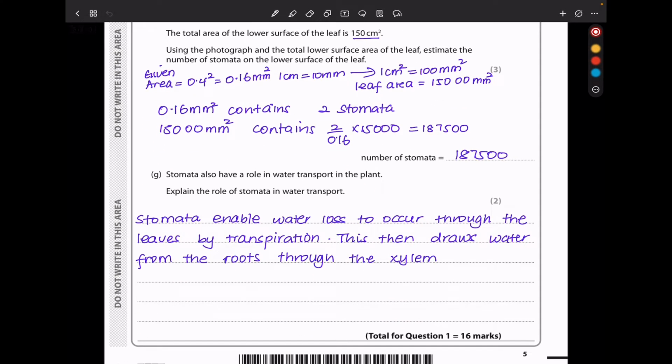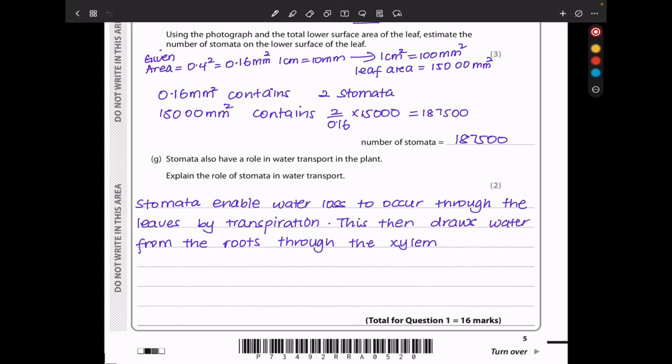In part G, stomata also have a role in water transport in the plant. Explain the role of stomata in water transport. This question is focusing on water transport, so we're going to talk about transpiration as well as movement of water through the xylem. So I say stomata enable water loss to occur through the leaves by transpiration. This then draws water from the roots through the xylem. This is in the transpiration stream. So this brings us to the end of question 1. Let's continue to question 2.